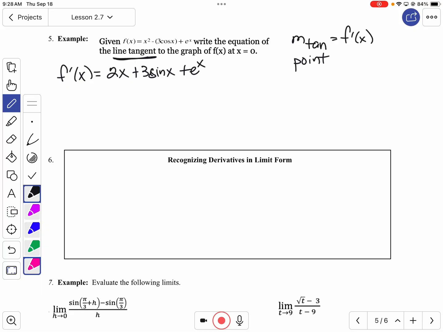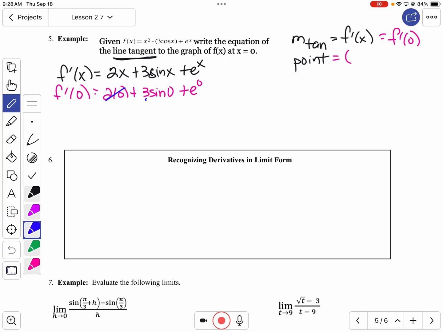The point that I'm concerned with is x is equal to 0. So I need f prime at 0 to get my slope. So f prime at 0: 2 times 0, plus 3 times the sine at 0, plus e to the 0. 2 times 0 is 0. What's the sine at 0? 0. So 3 times 0 is 0. And what's e to the 0? It's 1. So my slope is 1.